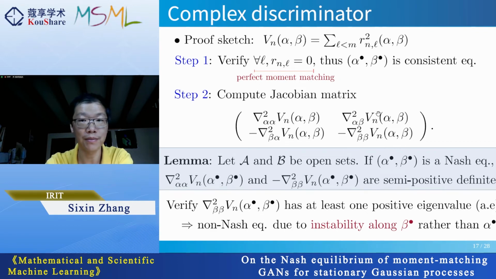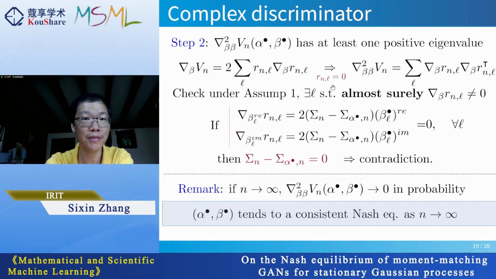These are the matrices people usually compute in practice to see whether it is a Nash equivalent or not. The necessary condition for Nash equivalent is that the diagonal terms, these two diagonal blocks, this one and the beta one, should be positive semi-definite. It is obviously true for the alpha block in our setting, but this is not the case for beta. That's why this creates some instability along beta rather than alpha. There's some issue where we can still improve beta in this case. That's why it is non-Nash.